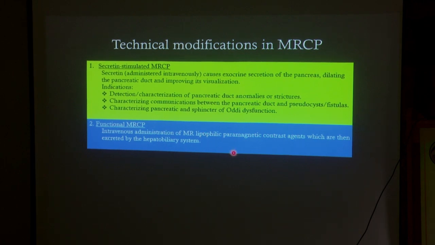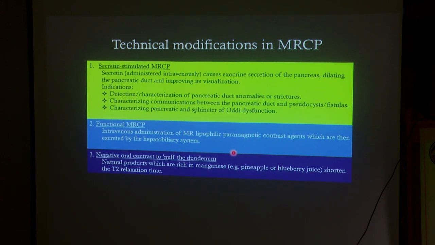intravenous MR lipophilic paramagnetic agents, which are then excreted by the hepatobiliary system. And we also give negative oral contrast, which are rich in manganese, like pineapple or blueberry juice, which shortens the T2 relaxation time and nulls the signal from the duodenum on MRCP images. So these are the three more technical modifications in MRCP.